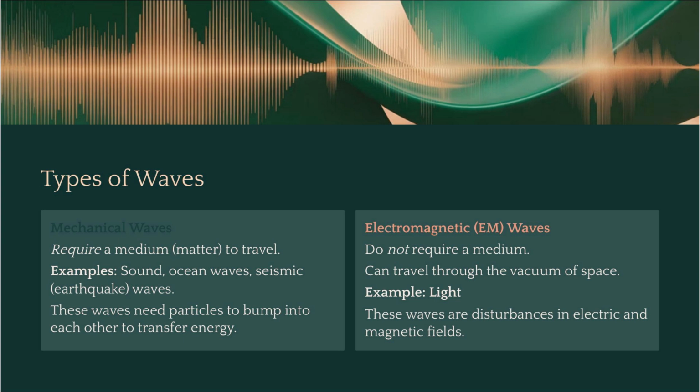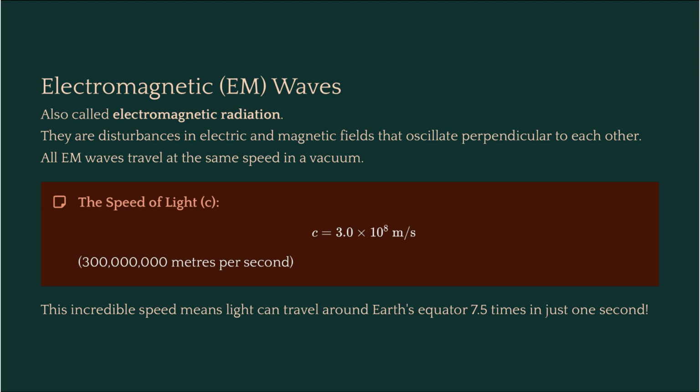The second family is electromagnetic, or EM, waves. These are special. They don't need a medium. They can travel through the total emptiness of a vacuum. Light is the perfect example. EM waves are how the sun's energy gets to us. They're made of oscillating electric and magnetic fields. But here's the key. In a vacuum, all EM waves travel at exactly the same speed. We call this the speed of light, and we give it the letter c.